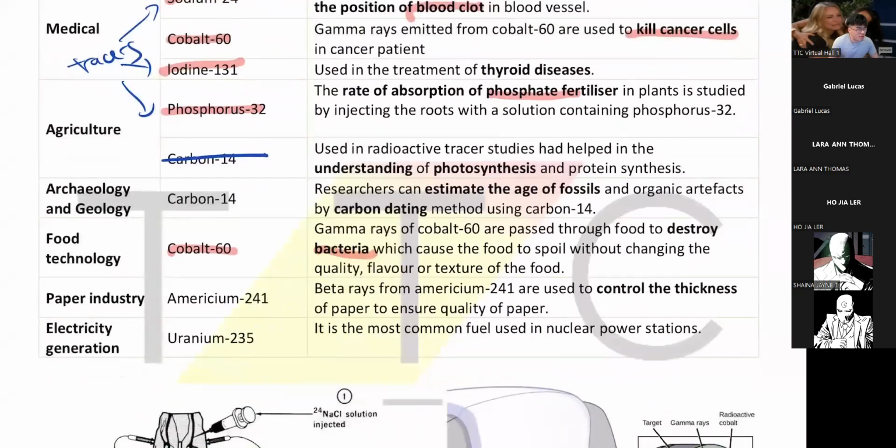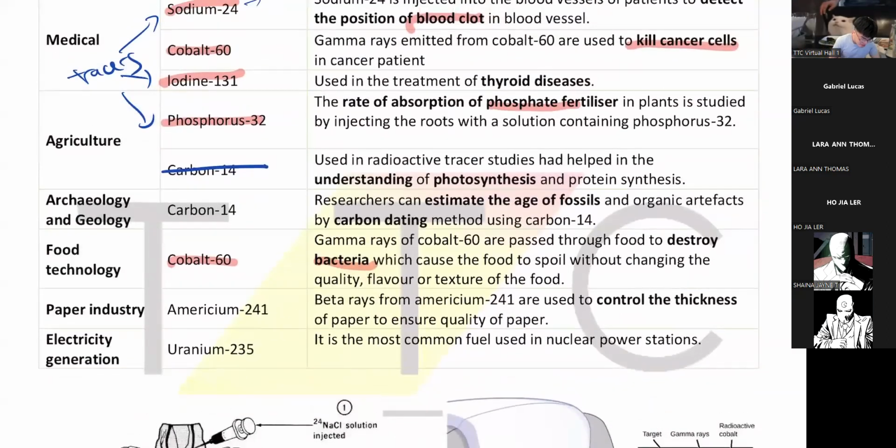Right, so far we have memorized half of it. Okay, next, what is carbon-14? Carbon-14 is only used for carbon dating. What is carbon dating? Carbon dating is to estimate the age of fossils.